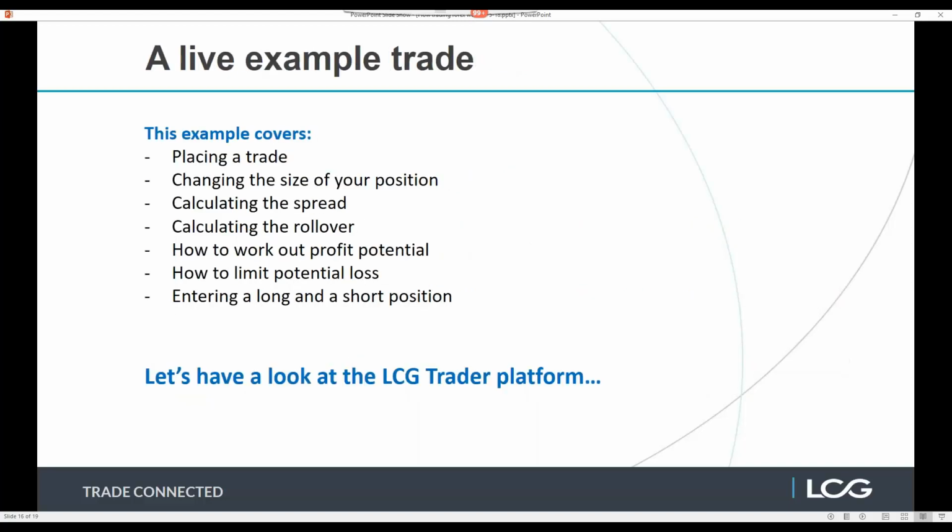So I think it's about time we place an example trade in the platform. I'm going to place a trade, try and change the position, calculate spread, rollover, how to work out profit potential, how to limit loss, potential loss, and entering a long or a short position, which we now know is a buy and sell position.